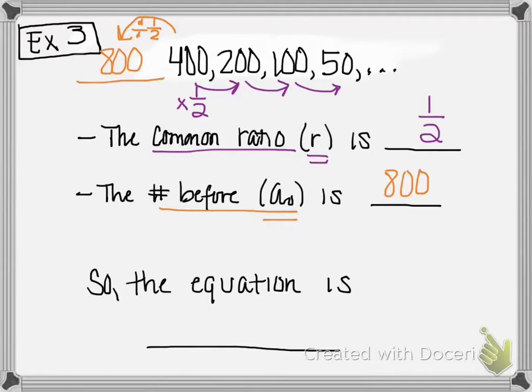So my equation looks like y equals my a sub 0, which is 800. And then don't forget, inside of those parentheses, my r is 1/2, and then it's just to the power of x. And that would be my geometric sequence equation for this sequence.